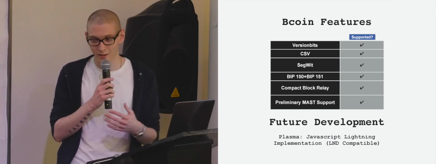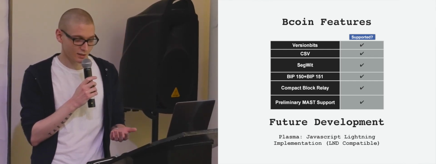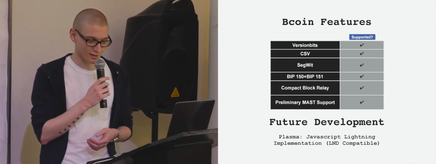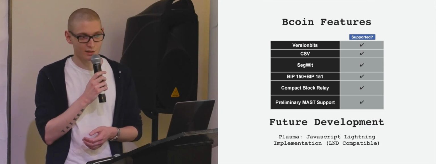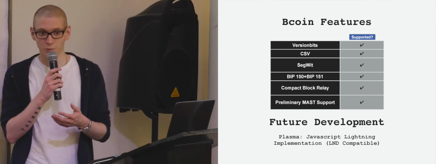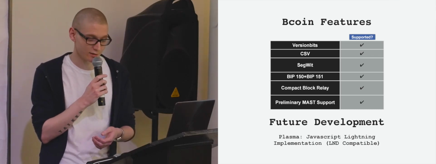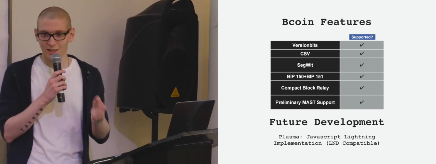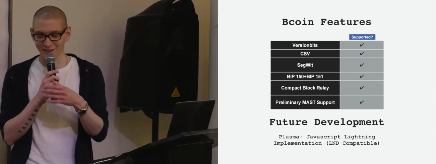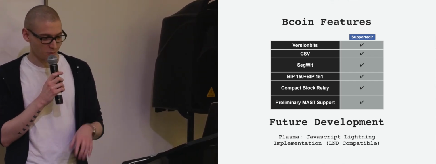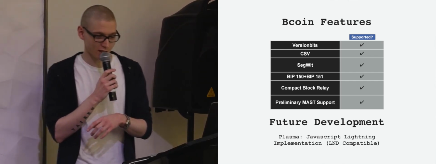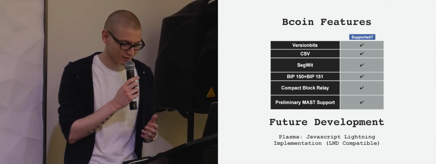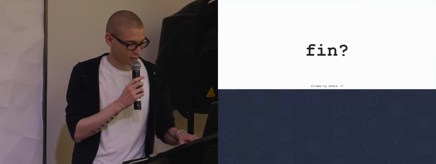So now that we have a Bitcoin full node in the browser, we can also do other cool things like layer 2 things, as they say. Right now Bcoin has the start of a Lightning implementation being built on top of it. It's called Plasma, and it's meant to be LND compatible. Right now it can connect to the network, do the initial handshake, and send a single funding request. But the data management isn't quite there yet, and I hope to get it there in the future, because Lightning is very cool and very fun to work on. So that's about it.